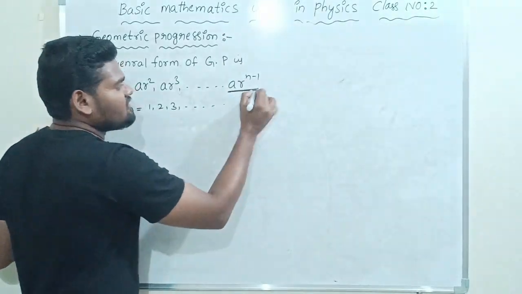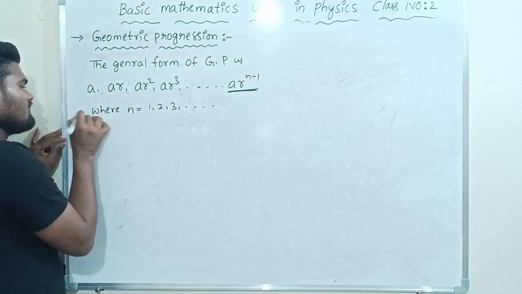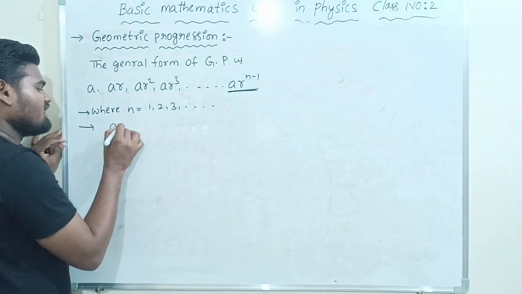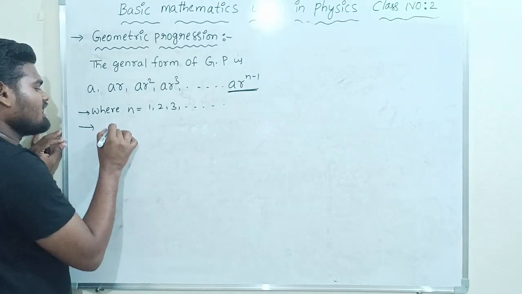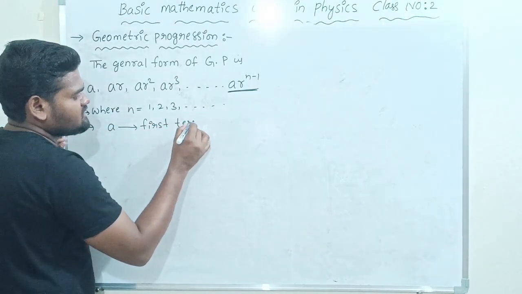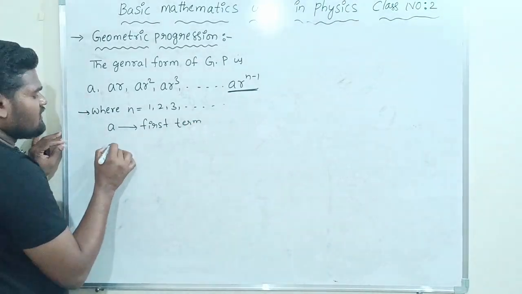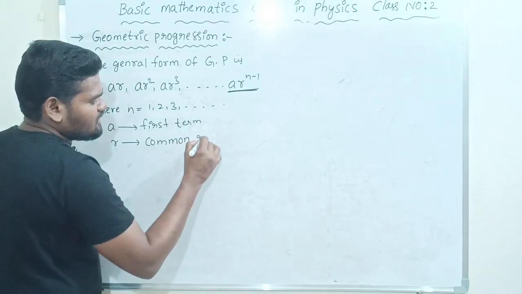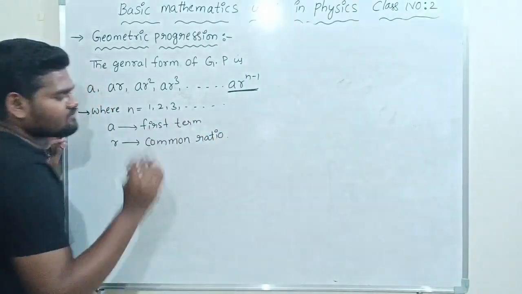So now this term is called what? Nth term, where n is equal to 1, 2, 3, and A tends to the first term. A is what? First term. And R tends to the common ratio. R is what? Common ratio.